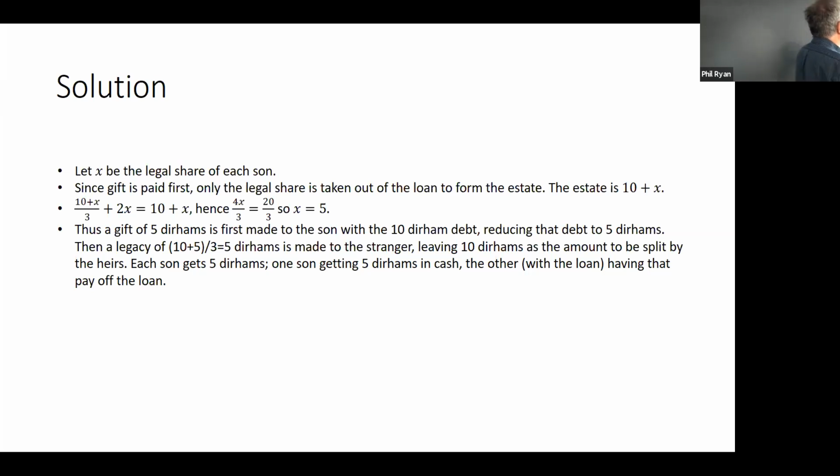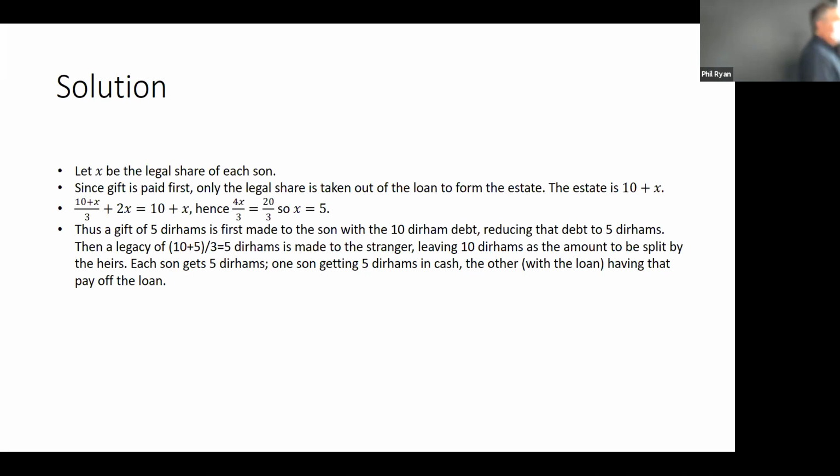Okay, so the estate is 10 plus X. So it's 10, that's the 10 dirhams that's in the estate, and X is the amount of the debt that is going to the son as his legacy, as his share from the estate.